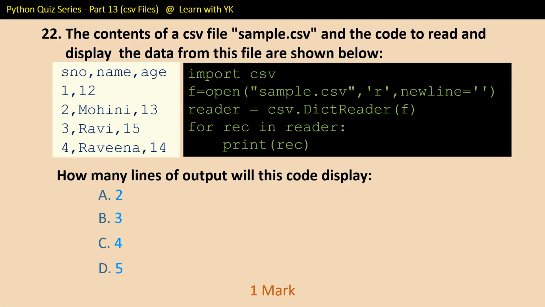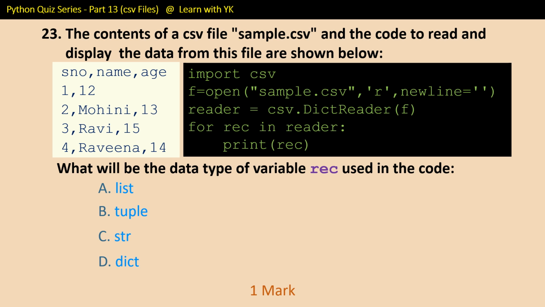Question number 22. The contents of a CSV file sample.csv and the code to read and display data from this file are shown below. Now you have to tell how many lines of output will this code display. See the file carefully, see the code carefully, and then tell how many lines of output will this code display. And the correct answer is option C.